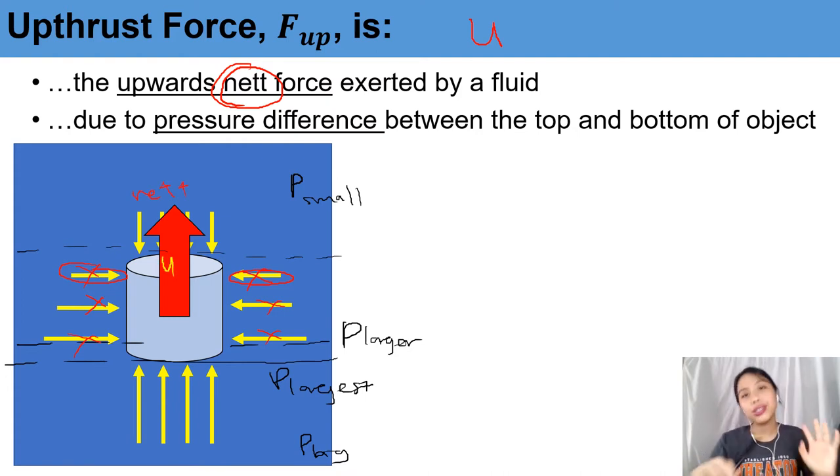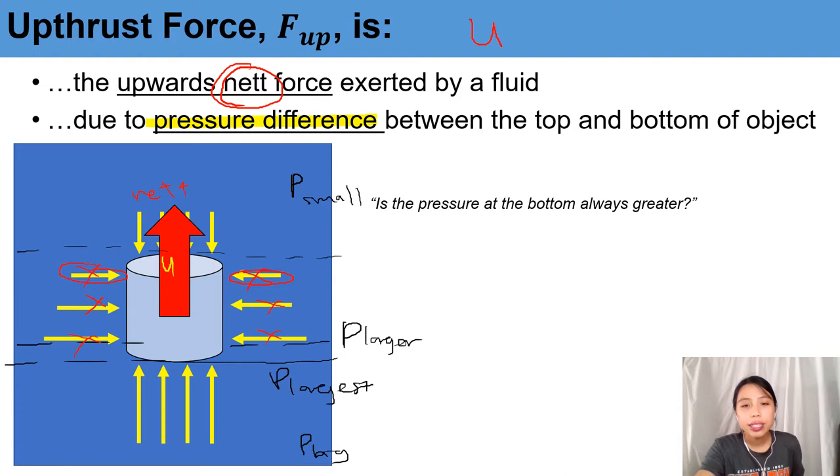So if they ever ask you to explain the origin, you want to talk about pressure difference for sure. Okay? Pressure difference is your keyword here. Pressure difference causes all these mini forces, and the net of all these forces is what we call the upthrust force.